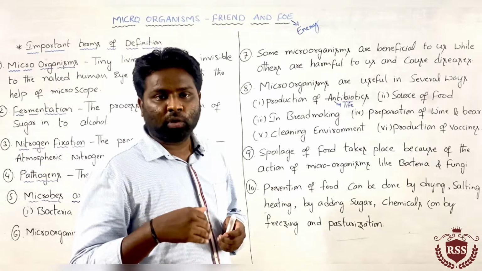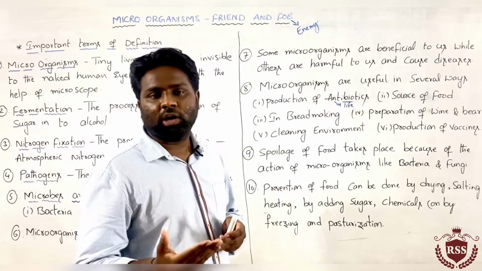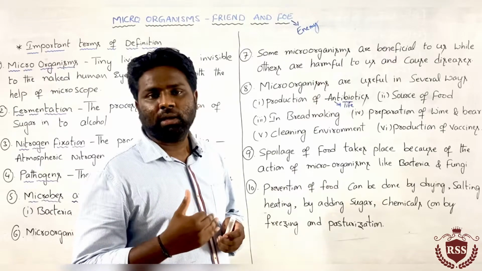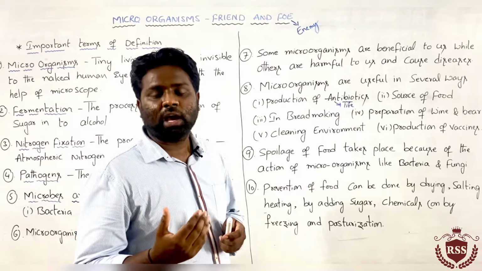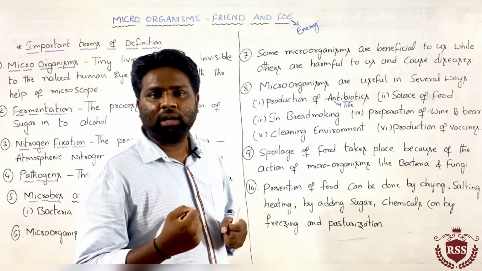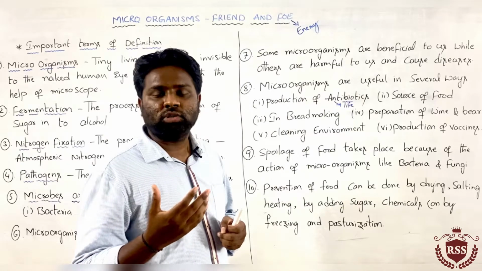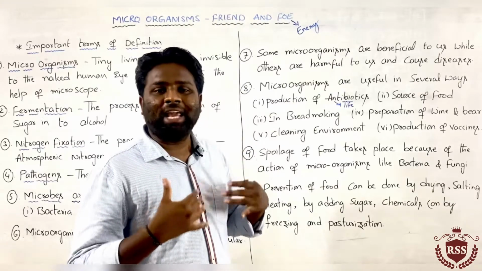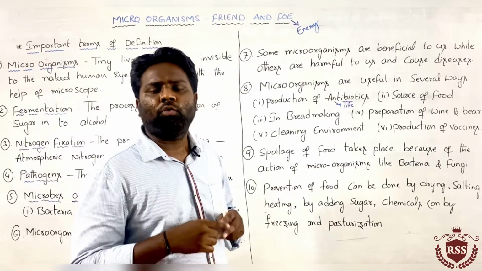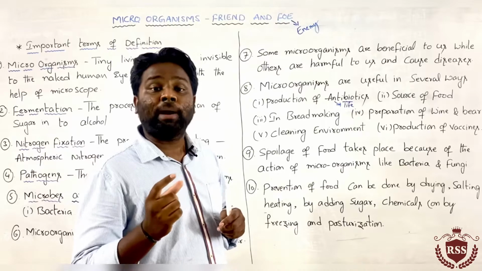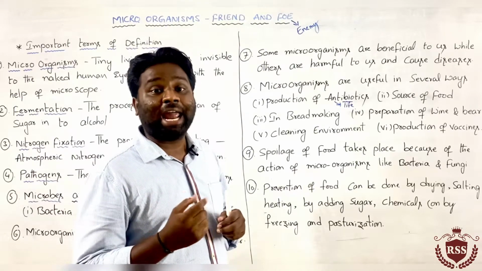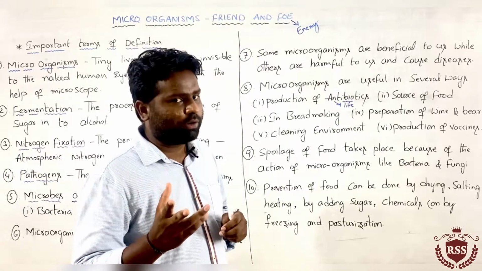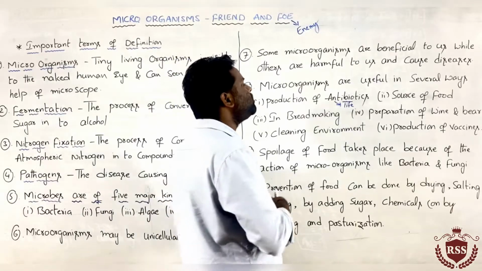In our body, both good microorganisms and bad microorganisms are there. They are fighting with each other, good and bad, and whoever wins, that decides the health of our body. Antibiotics fight with the disease-causing microorganisms, which are anti to life. Clear, everyone? Then source of food.